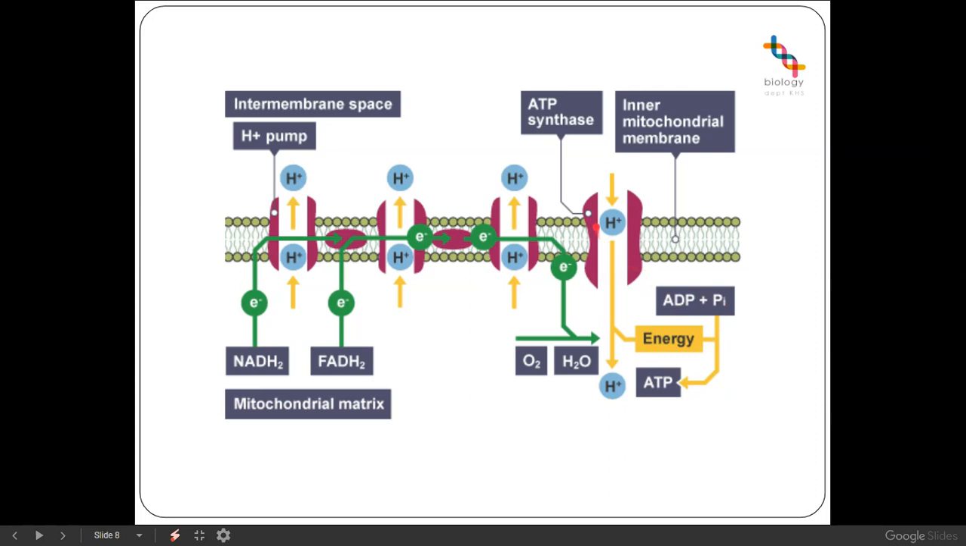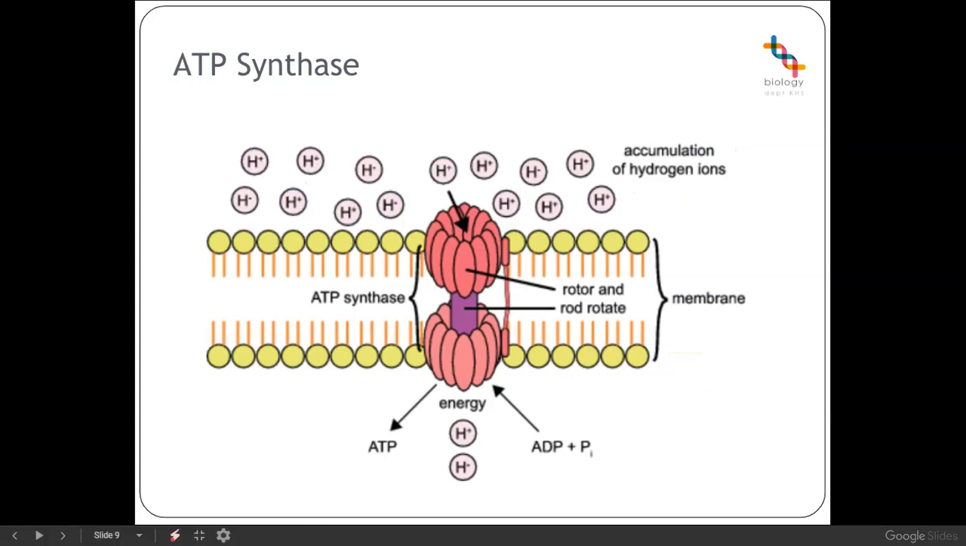And what the hydrogen molecules are doing is they're pushing their way through this ATP synthase molecule. That makes it rotate, it makes part of it spin, essentially. And when it spins, what it does is it adds this phosphate molecule onto ADP, using up energy, and produces our ATP molecules.